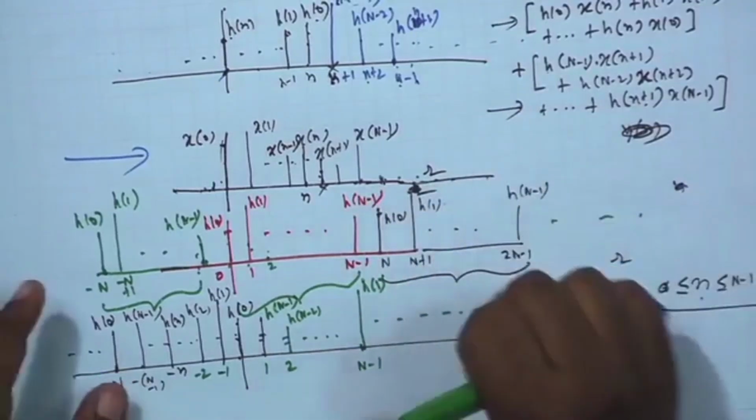In the next class, I will show you a technique by which we can find out linear convolution out of circular convolution using this graphical method.